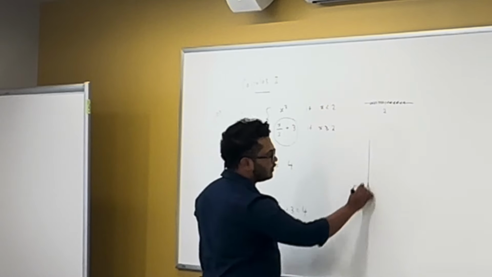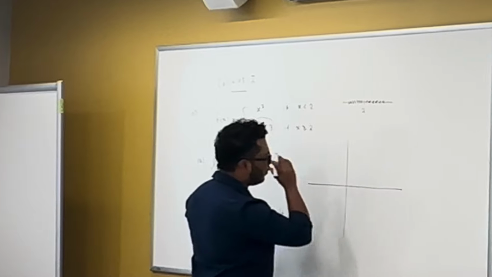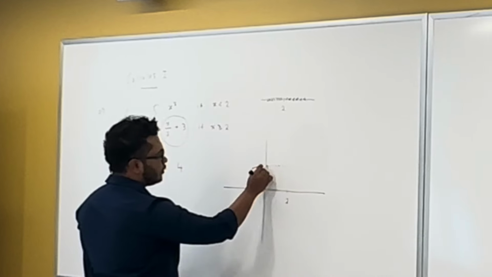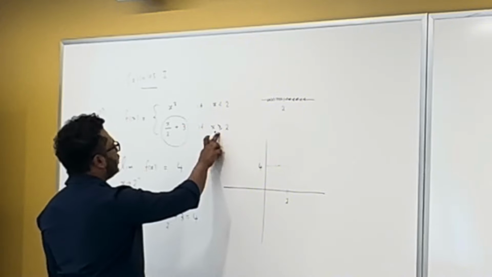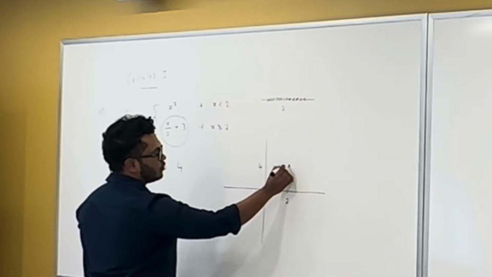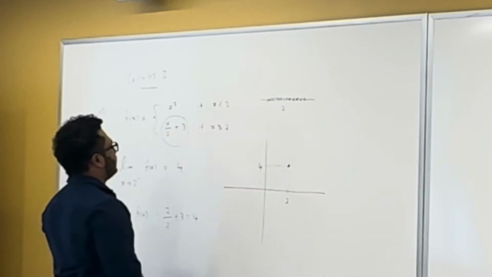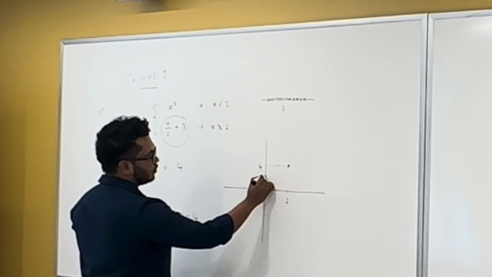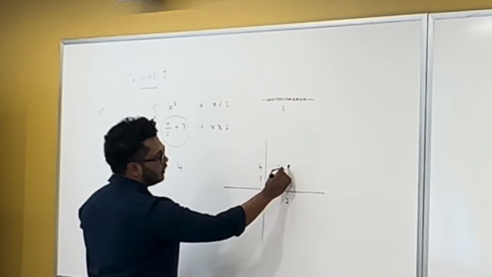So the function looks like this if you draw it. This is 2, this is 4. This is only included at this point. So this is x over 2 plus 3 for x greater than 2, so this is 3. This is how the function looks.